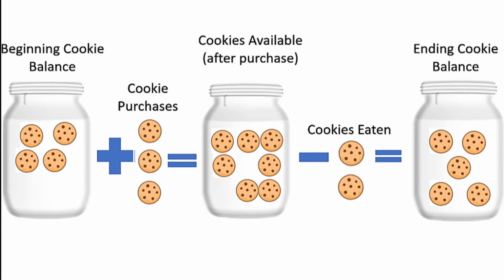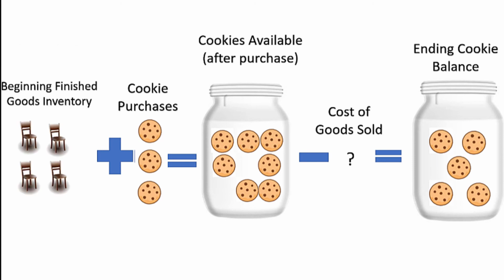Take a minute to make sure you understand this example, and then I'm going to change the labels. We want to find the cost of goods sold, which is the cost related to all the products sold in that period. So we replace the number of cookies eaten with the cost of goods sold. The beginning cookie balance turns into the beginning finished goods inventory. Let's assume that the good this company produces is chairs. We assume that the chairs that were finished in the beginning of the period will be sold in the period and therefore included in the cost of goods sold.